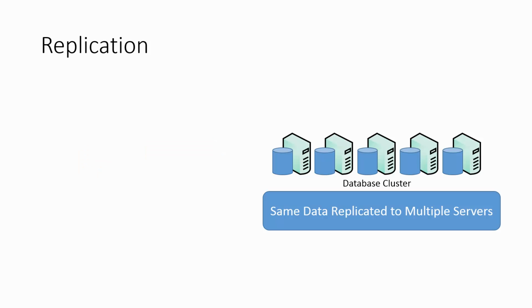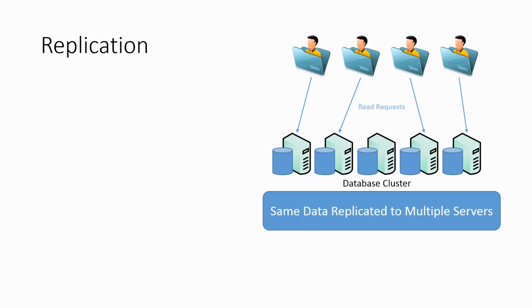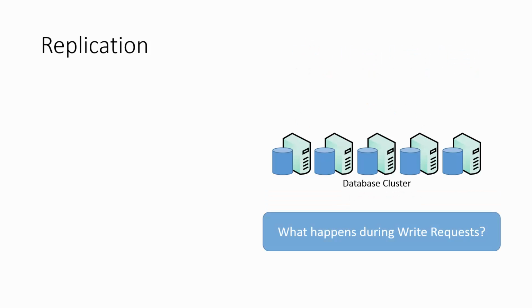Now, let's take a look at replication in action. You can have multiple clients contacting individual database servers in the cluster, and they can make read requests without any issue. And in fact, all of these requests can be serviced in parallel. So what happens when you have write requests and you have a replicated database cluster, with servers that all have the same data?